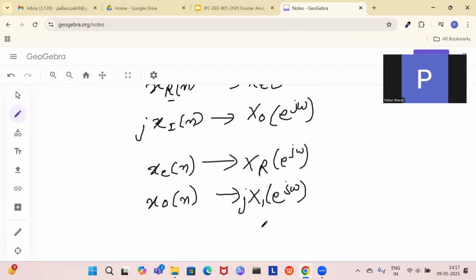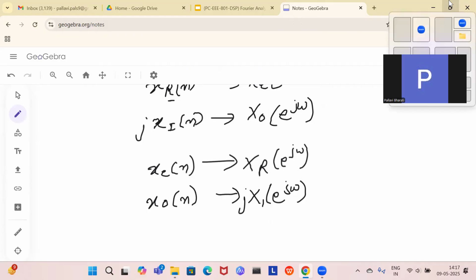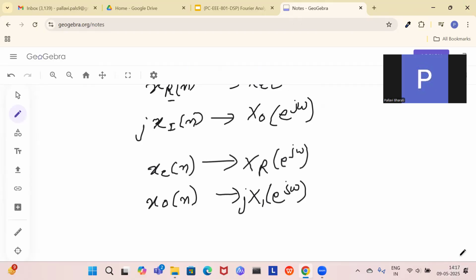So this is all about the symmetry property. In short, you can say that if there is a signal, say x n, you can have three cases. The cases here are given as conjugate, real part, imaginary part, even part, odd part. So a signal can be constituted as a real part and an imaginary part, a complex signal. Or it can be written as an even part and an odd part.